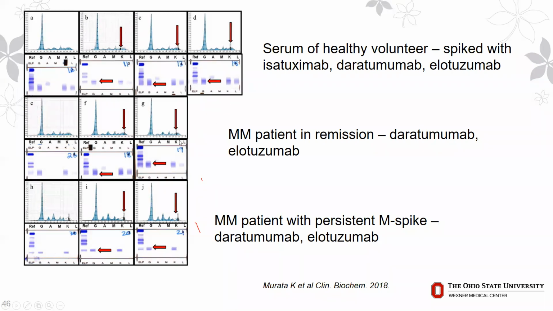This is a multiple myeloma patient in remission. So the patient doesn't have a spike anymore. But if these drugs are present in the serum, then they do run in the same position. And this, in fact, is a multiple myeloma patient who does have a persistent M spike, IgG kappa spike. And as you can see, these drugs run in exactly the same position.